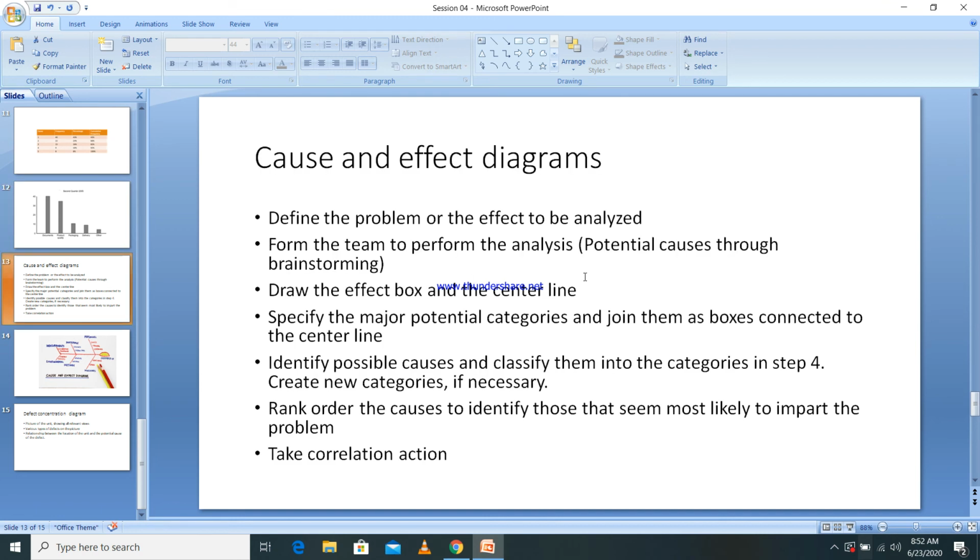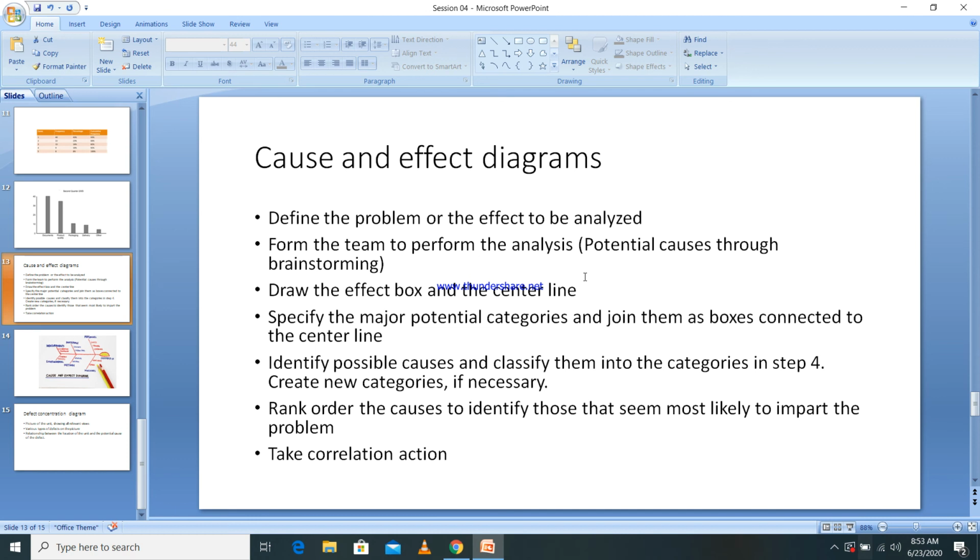And then the next one, that is the cause and effect diagram. In the cause and effect diagram, first we have to define the problem or the effect that we want to analyze. For example, let's say you are manufacturing a light bulb and there is a problem with the filament. So first you have to identify the problem, or let's say there is a problem with the lifetime of your light bulb, right?